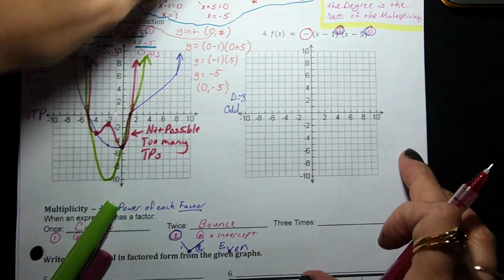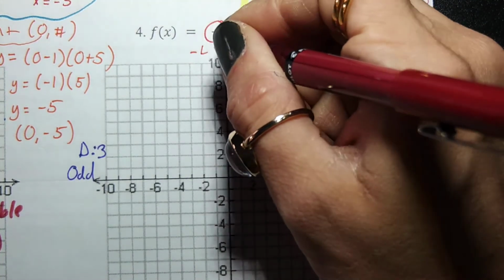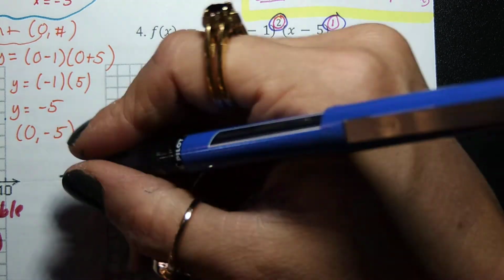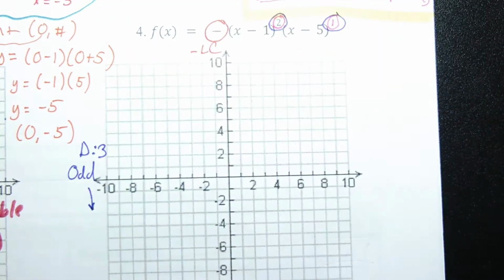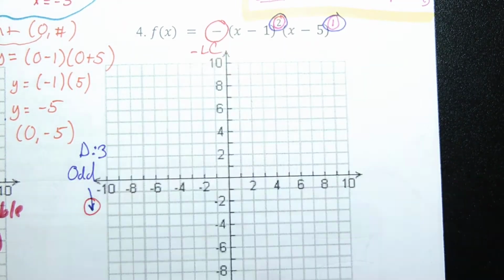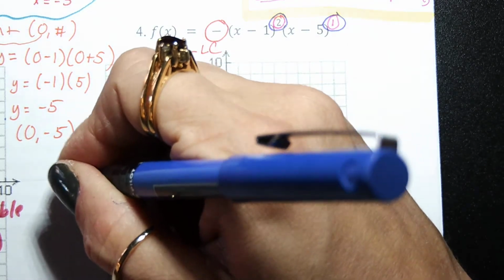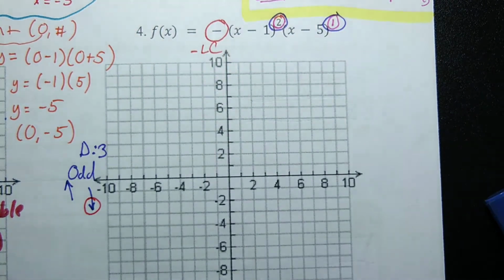It's negative. So we've got a negative in front of that factored stuff, so we have a negative leading coefficient. That means my right arrow is going to go down based on the leading coefficient, and my left arrow is going to go in the opposite direction so that my end behavior does the little disco dance. So that's a review of the stuff we did yesterday.